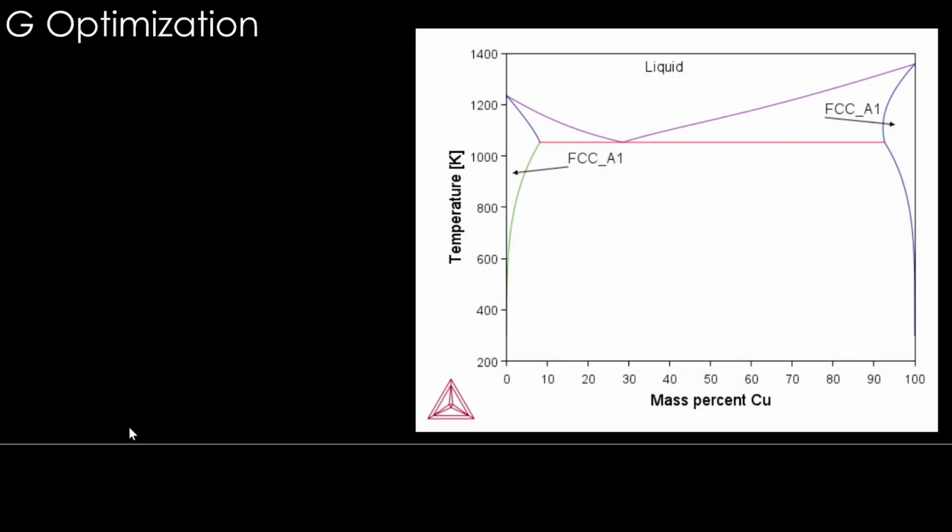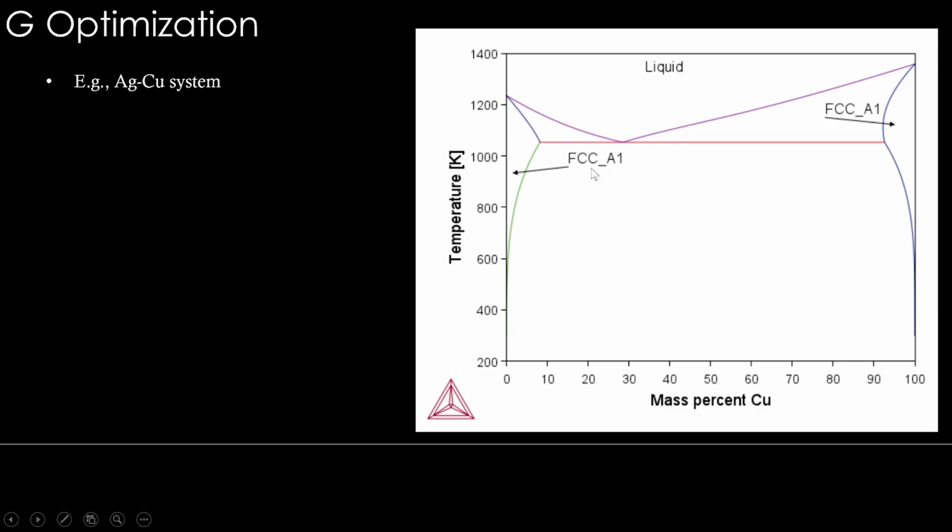Let's see the hands-on optimization. We are going to do it for the silver copper system. This is a very simple system where you see an FCC on one side. This is the silver rich solid solution. FCC on the other side also, which is the copper rich solid solution, and a liquid at the top. Three single phases we have in the phase diagram.